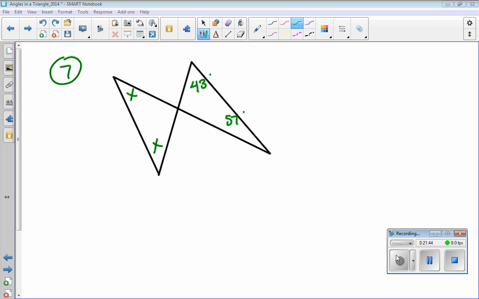Can I talk to you about number 7 for a minute? I want to kind of help you a little bit with number 7. So I've drawn a similar picture. Not exactly the same, but you get the idea. I want you to treat them as two different triangles. Okay? So I want you to find the missing angle on the right-hand side. Okay, what's the missing angle?